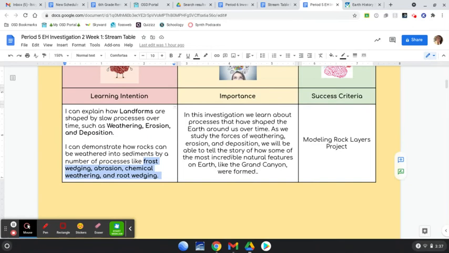In this investigation, we learn about processes that have shaped the earth around us over time. As we study the forces of weathering, erosion, and deposition, we'll be able to tell the story of how some of the most incredible natural features on Earth, like the Grand Canyon, were formed. And there will be a project which is called the Modeling Rock Layers Project.